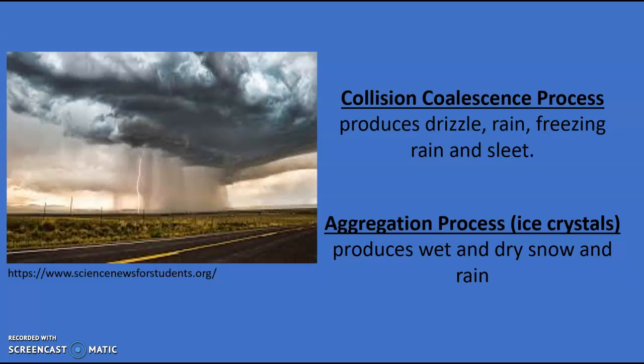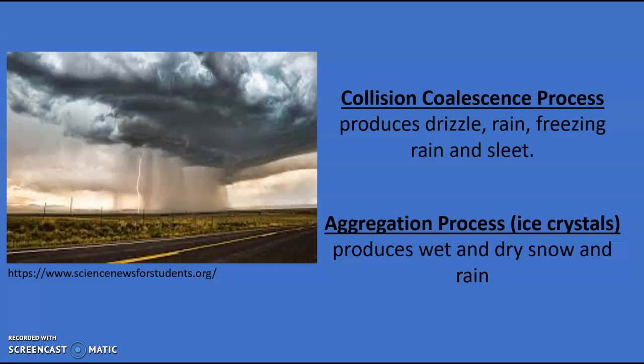The drops continue to grow and collide with other droplets. And as they grow, they get heavier, beating the upward force in the cloud and begin to move down. During the drop, they break into smaller drops while falling, which then we can see come out as drizzle, rain, freezing rain, and sleet as it falls to the surface.